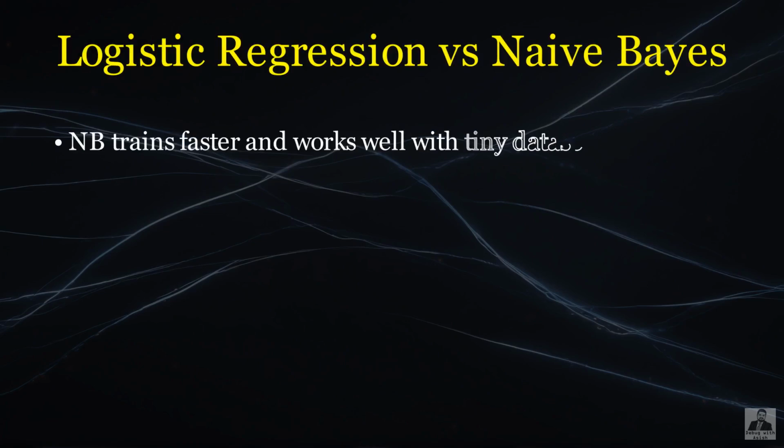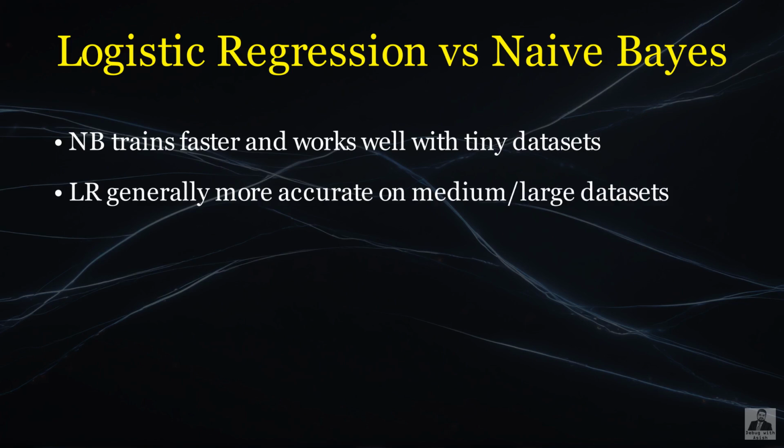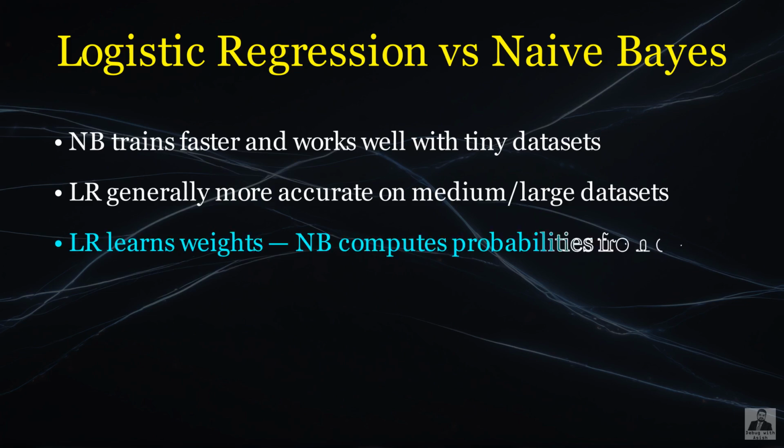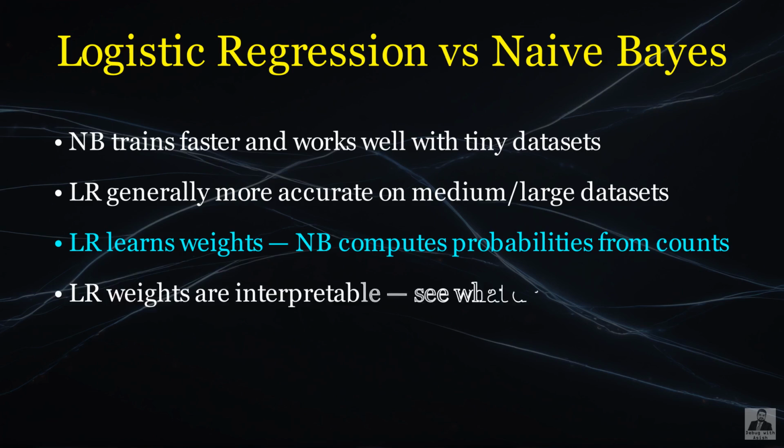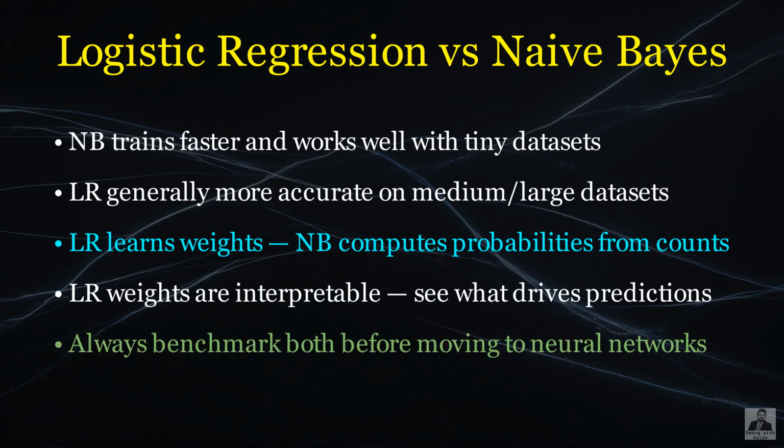Naive Bayes trains faster and works better when you have very little data. Logistic regression generally achieves higher accuracy on medium to large datasets because it learns optimal weights rather than relying on frequency counts. Logistic regression also gives you interpretable weights so you can inspect what the model has learned and why. Always benchmark both against each other before moving to more complex models.